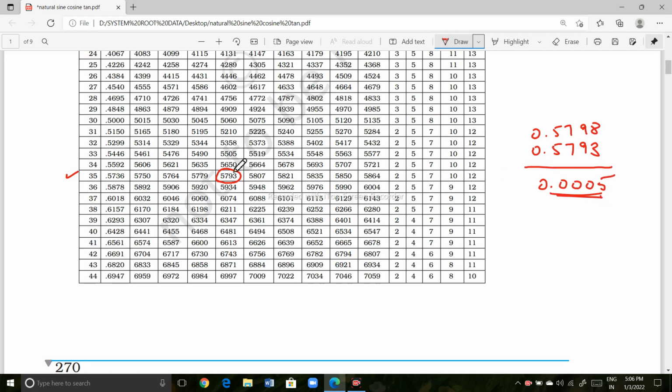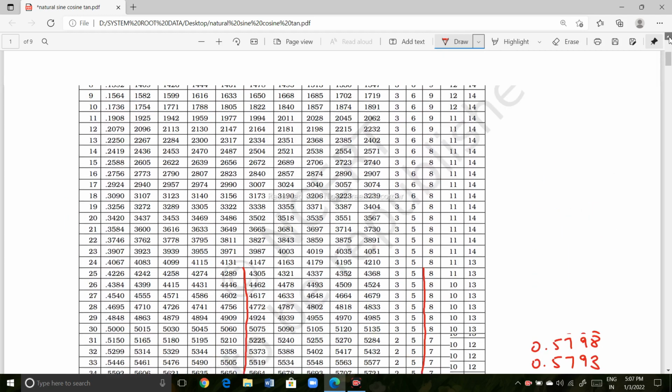So the difference is 5. If I go here, I'll check what is the difference of 5. So this is here, right? Now we know what the answer would be. The answer for theta would be 35 degrees. And for minutes, we'll just go up from here, and we'll go up from here. Let's check out what that is for minutes and degrees.